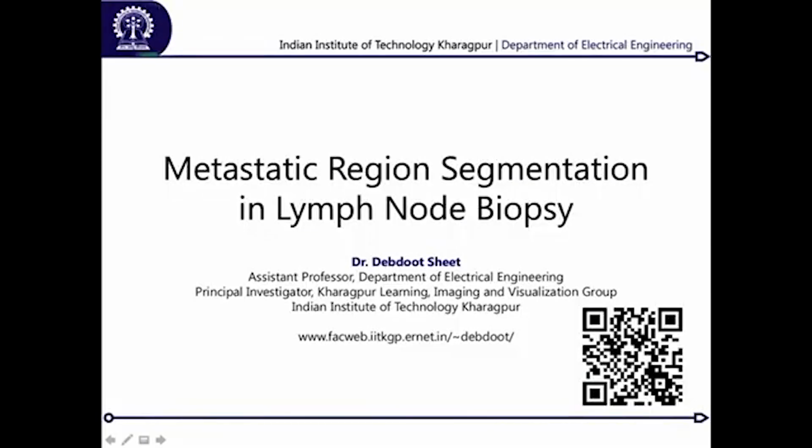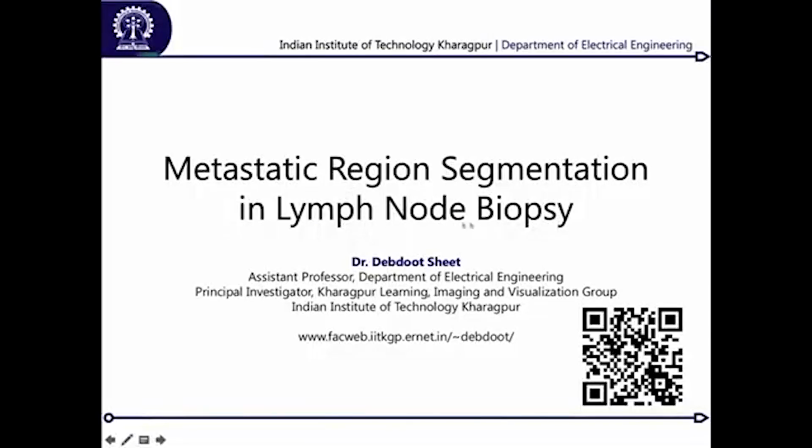And now what I will be discussing is a big data deluge which we are facing today, and this is about biopsy and analyzing biopsies. One specific problem I take is from one of the challenges called CAMELYON, and this one is about metastatic region segmentation in lymph node biopsies.